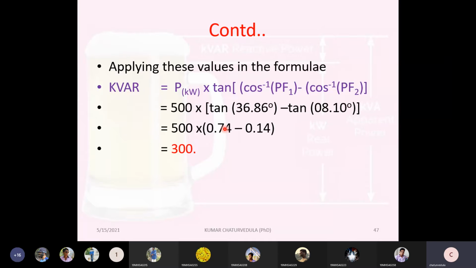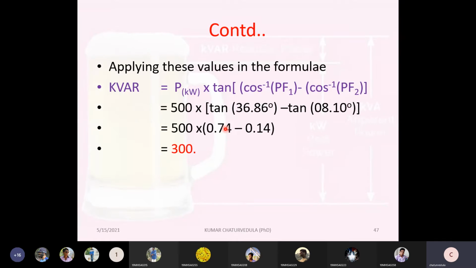from 0.8 to 0.99. So I have chosen the desired value of power factor, and by applying 300 kVAR, this is the kVAR rating of the capacitor that is required to improve the power factor to the desired value. So I have to use 300 kVAR for this hotel to improve its power factor.